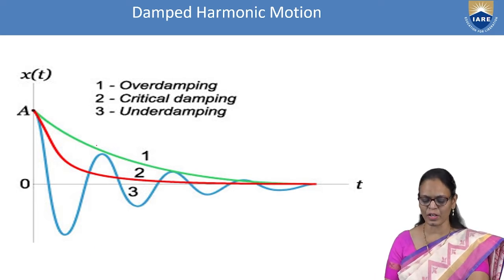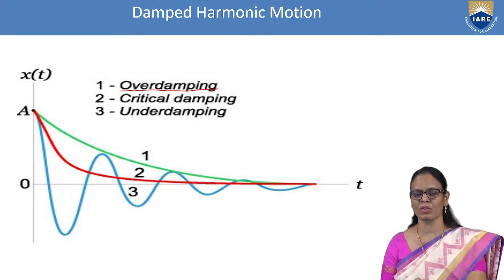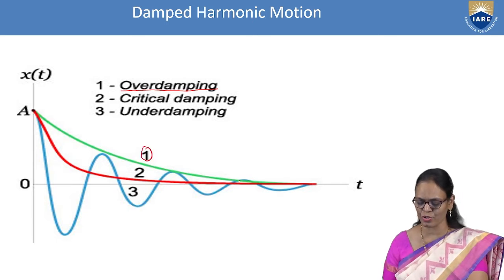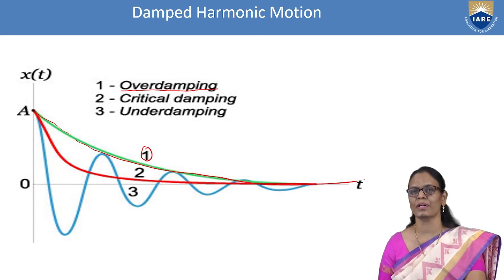So, the first one here is overdamping. Overdamping means it will come to rest without oscillating. So, the green line shows that the system is not oscillating. It will just come to rest.